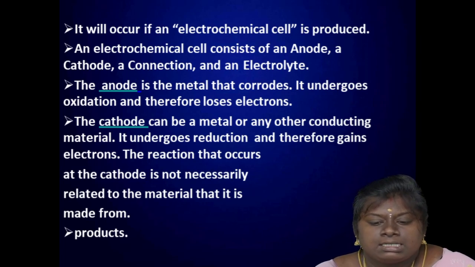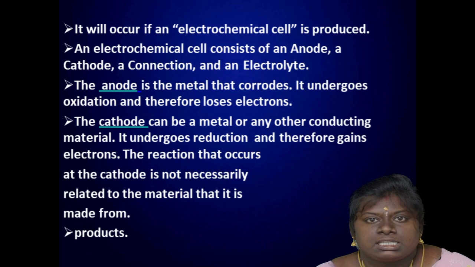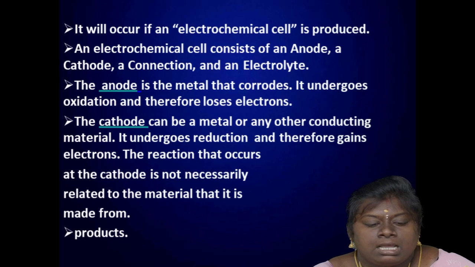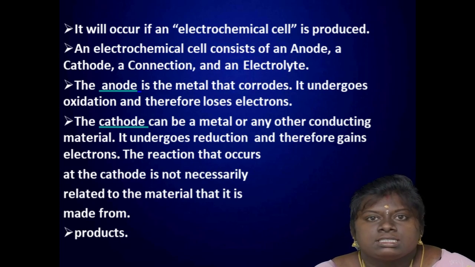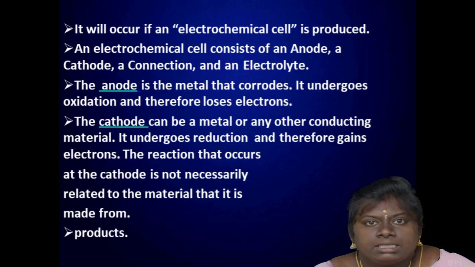The electrochemical cell consists of an anode, a cathode, a connection and an electrolyte. The anode is the part where most of the corrosion takes place; oxidation occurs there and electrons are lost. The cathode is a pure metal or other conducting material, and it gains the electrons from the anode. The connection is the transfer of electrons from the anode to the cathode, in the form of physical contact or a wire.